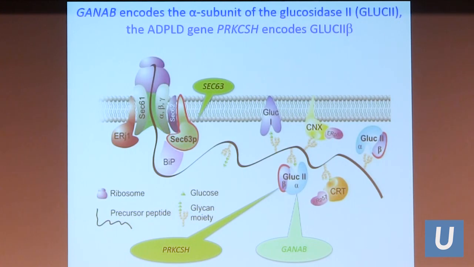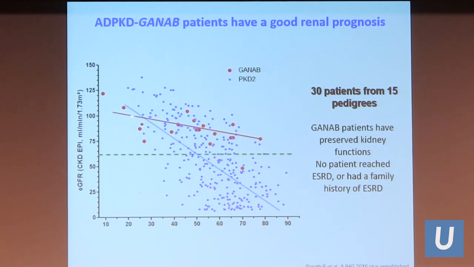This was a good candidate because it's the binding partner here, the glycosidase 2 binding partner, where the other partner causes autosomal polycystic liver disease. We've been able to go on and find about 15 families with mutations in this gene that cause ADPKD, or in some cases a phenotype which is more like ADPLD. We can see here then in pretty much all of the cases, with one exception, the patients have conserved renal function even into old age.